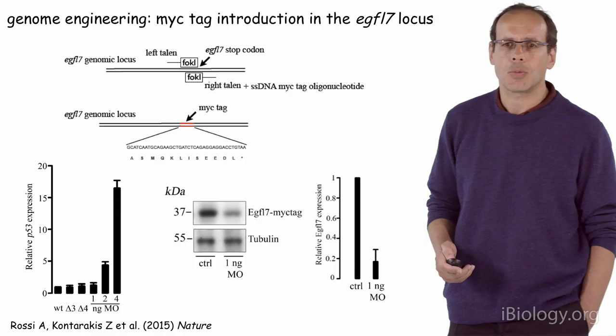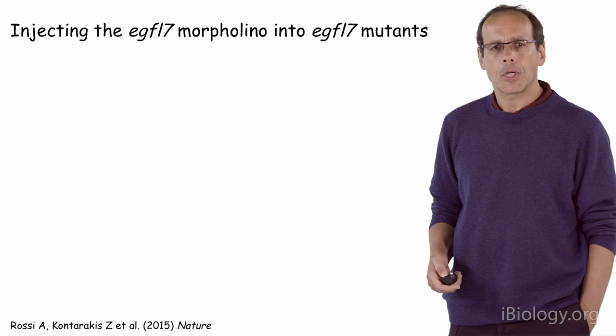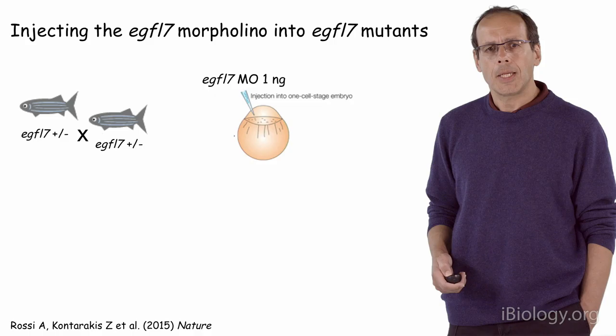So essentially now we're ready for the experiment, so we're going to be injecting this EGFR morpholino into EGFR7 mutants in the following manner. We're going to be crossing hets, injecting 1 nanogram of the morpholino, and then taking 32 affected embryos and genotyping them.